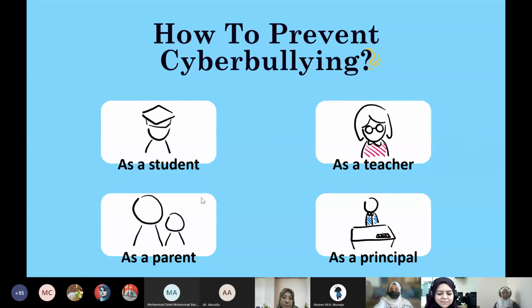How to prevent cyberbullying. As a student, make sure your profiles are private and never share any personal information with anyone. Keep your passwords to yourself and do not give anyone your password unless it is your parents. Don't answer nasty comments or threatening messages. It just makes it worse. Tell an adult about it. And don't open messages from unknown usernames. It could be a bully.